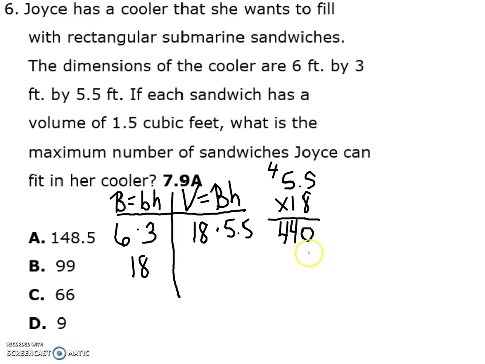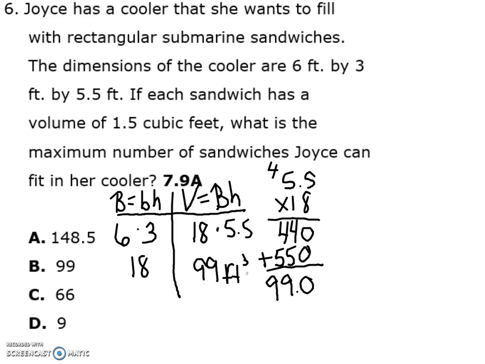Okay, then we add a placeholder. 1 times 5 is 5. We add it up. We have 0, 9, 9. 1D plus 0D is 1D. So the volume of the cooler is 99 feet cubed.